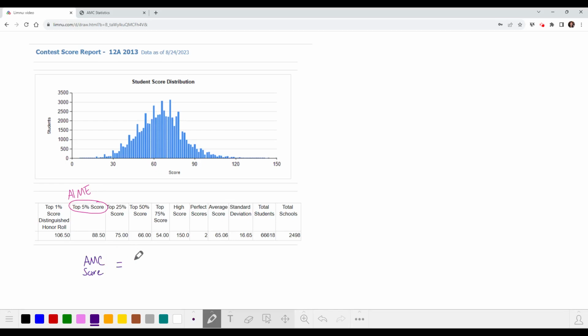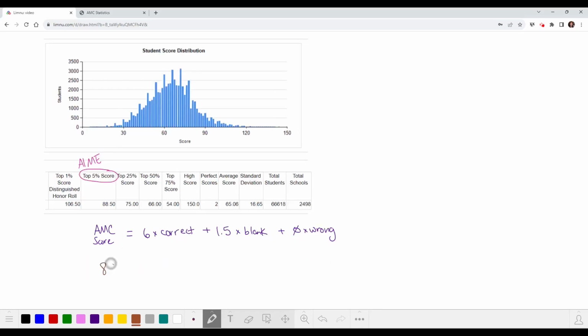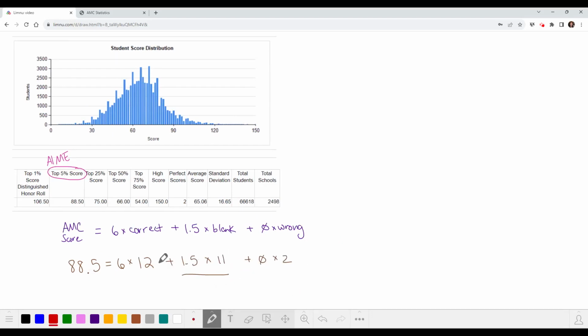The AMC score is calculated as 6 times the number correct plus 1.5 points for each problem left blank. Wrong answers give you no points. So for example, a score of 88.5 can be earned by answering 12 problems correctly, leaving all but 2 of them blank to get those 1.5 points for each one. The test has only 25 questions, so you only need to answer about half of them to get an AIME qualification.